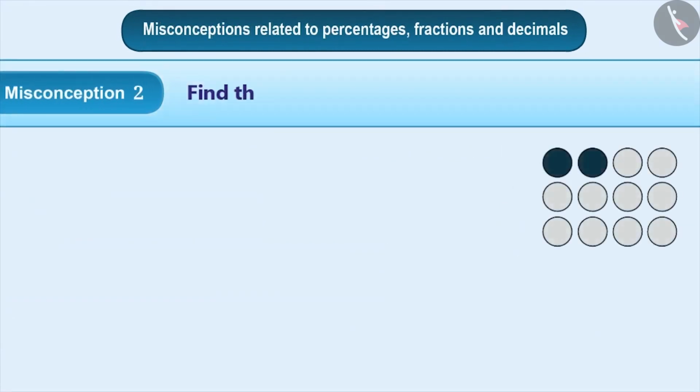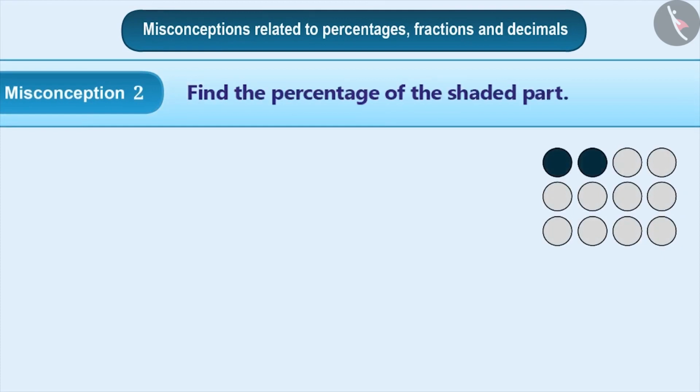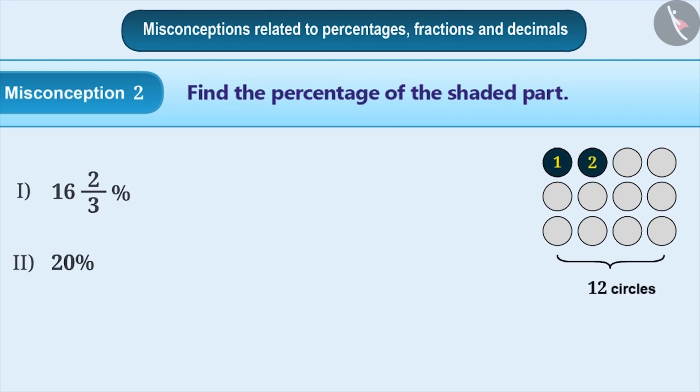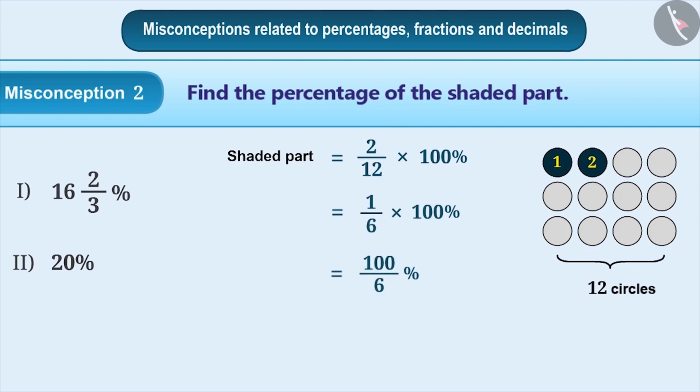Misconception 2. In the given picture, find the percentage of the shaded part. Here, there are a total of 12 circles in which 2 circles are shaded. Therefore, we can say that the shaded part is 2 by 12. To express this fraction in percentage, we will multiply 2 by 12 with 100%. 2 by 12 into 100% is equal to 1 by 6 into 100%, which is equal to 100 by 6%, which is equal to 16 4 by 6%, or 16 2 by 3%. Therefore, the correct answer is option 1.